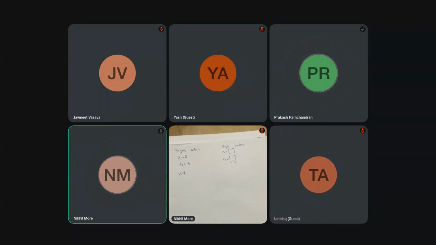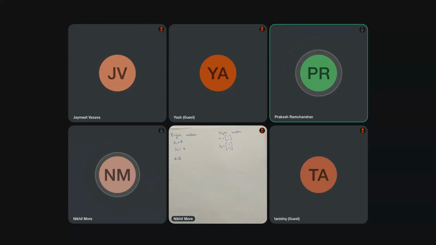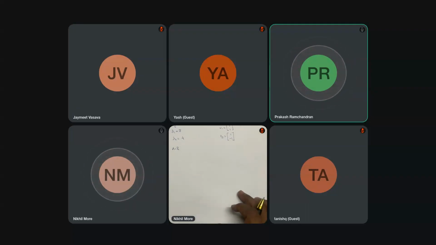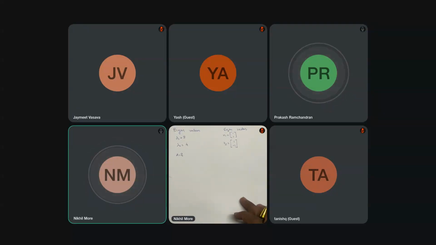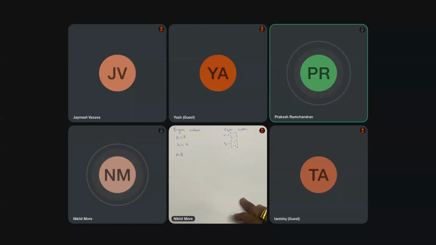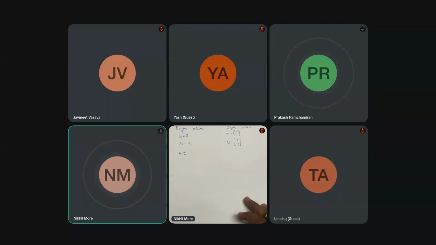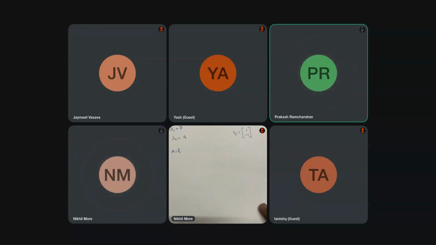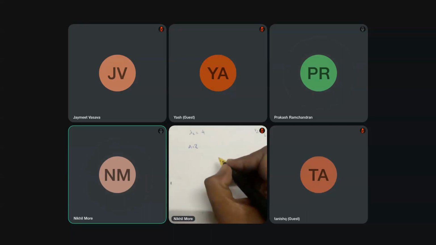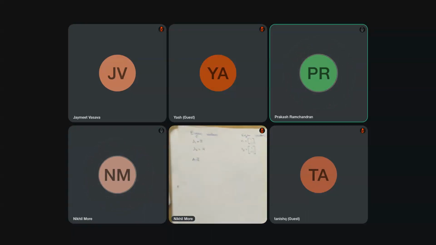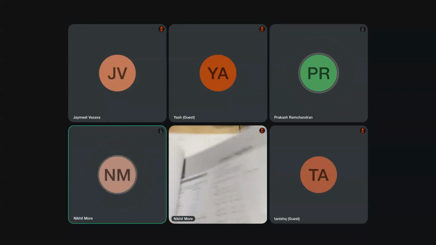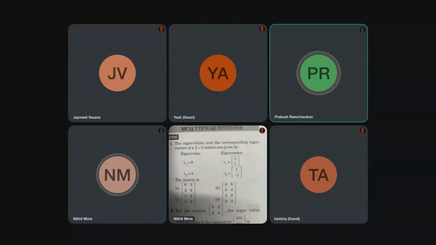I'll just snap a photo and share it. Eigenvalues lambda 1 equal to 8, lambda 2 equal to 4, A is a question mark. So given the vectors v1, v2, 1 1 and 1 minus 1, they are asking what is the matrix that will be matching these. They have four matrix options, right?